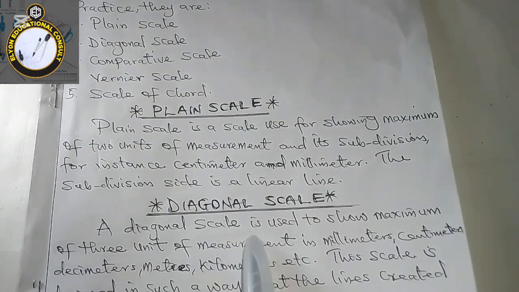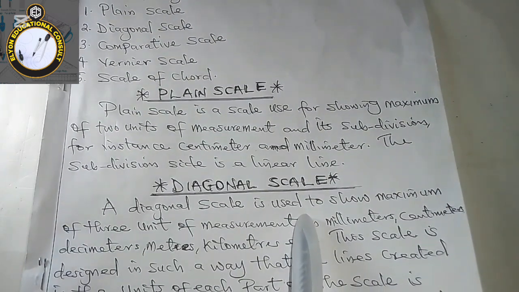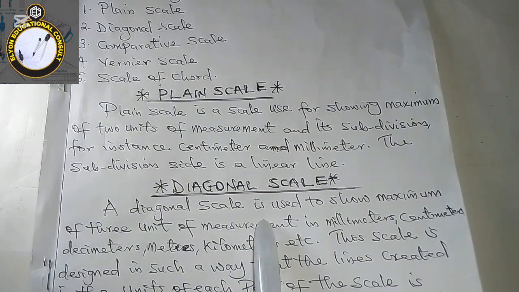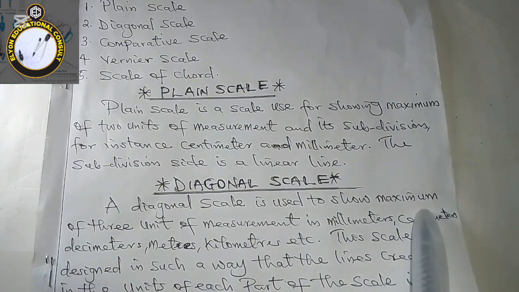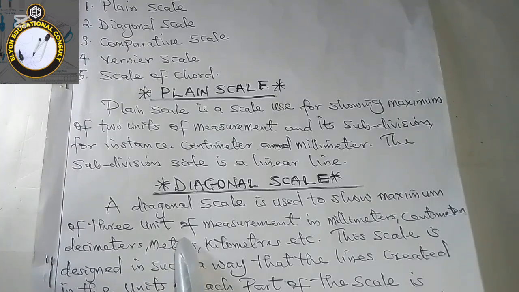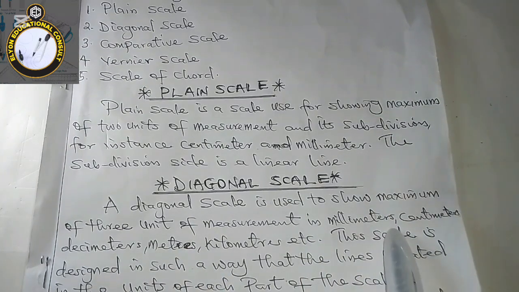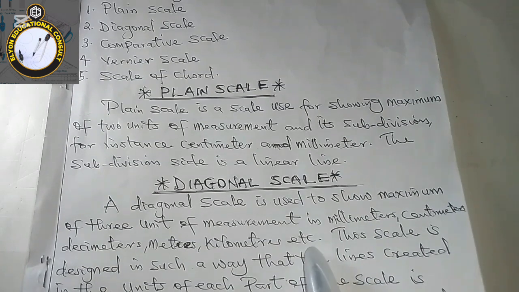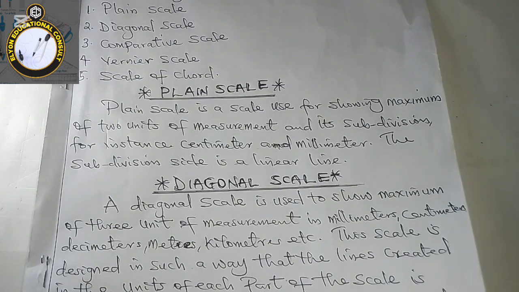Now diagonal scale. A diagonal scale is used to show a maximum of 3 units of measurement in millimeters, centimeters, decimeters, meters, kilometers, etc. It could be 7.24 decimeter, 3.56 decimeter, and so on and so forth.